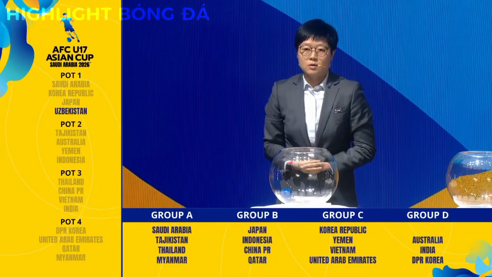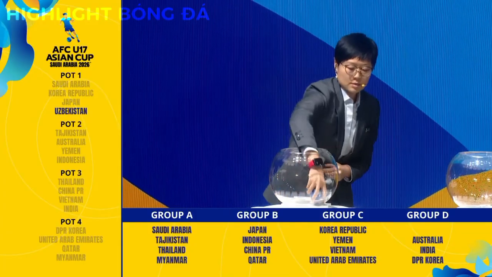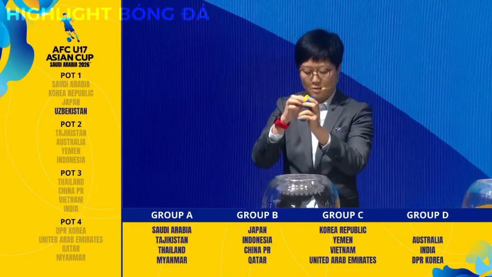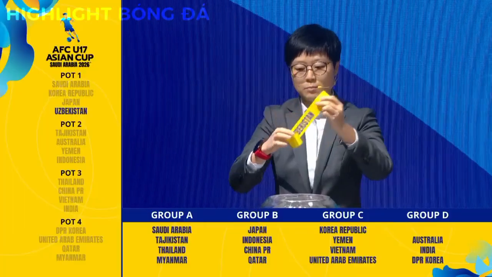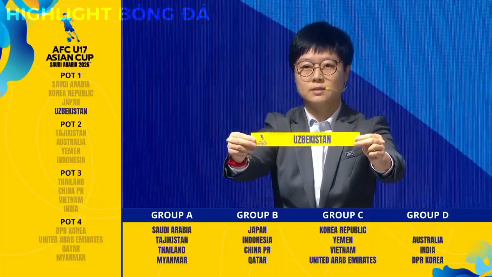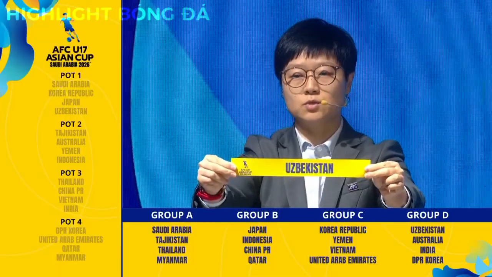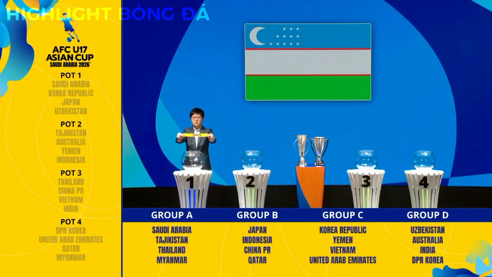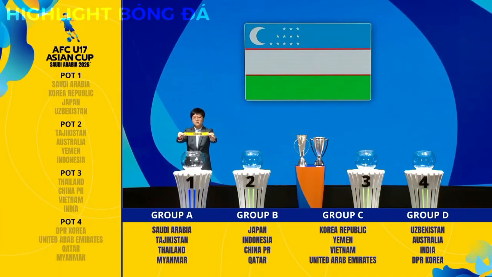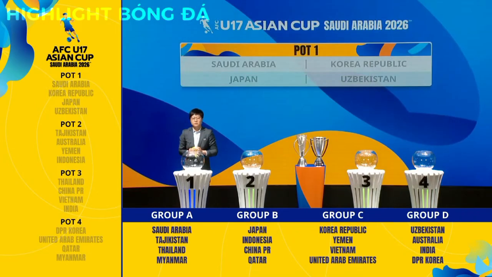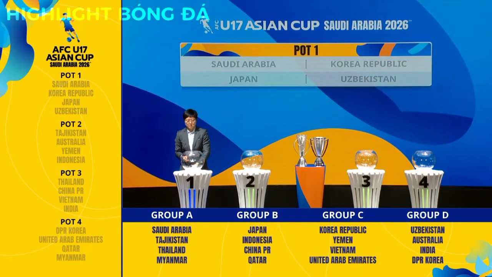And now we have our last team of today. To fill the D1 position, Uzbekistan. Also the defending champion, the first place from the 2025 edition. In addition, they have won the champion title in 2012. This is the 3rd time qualification in a row in this under-17 age category.